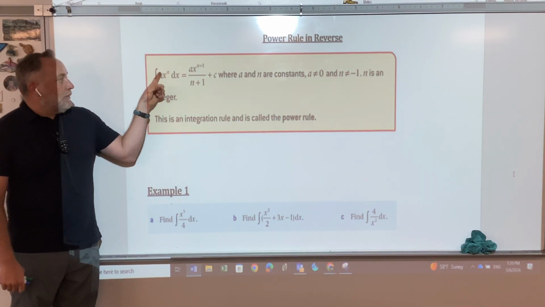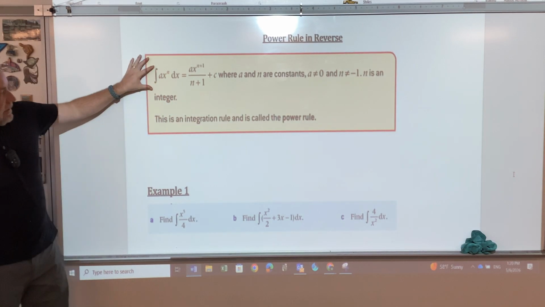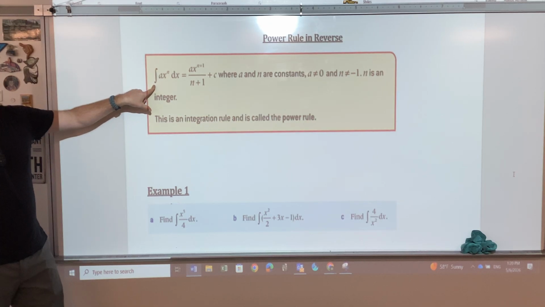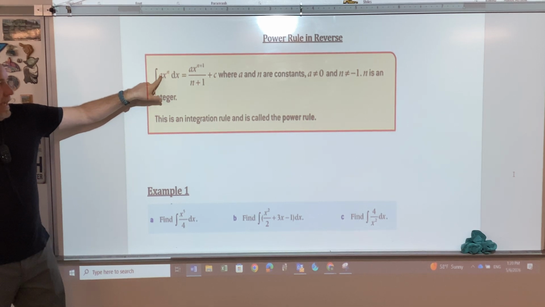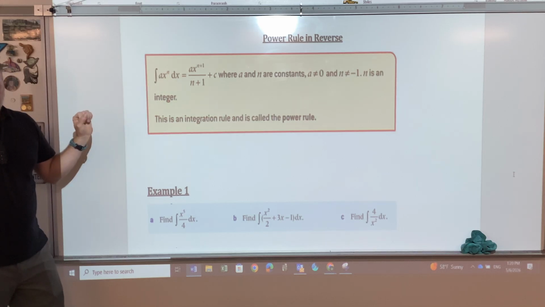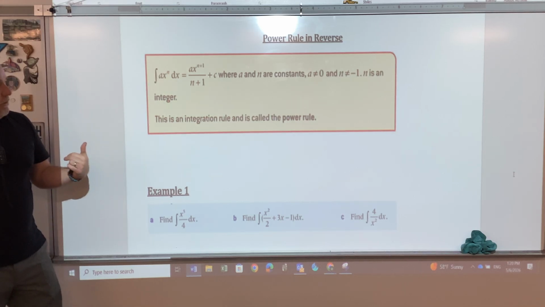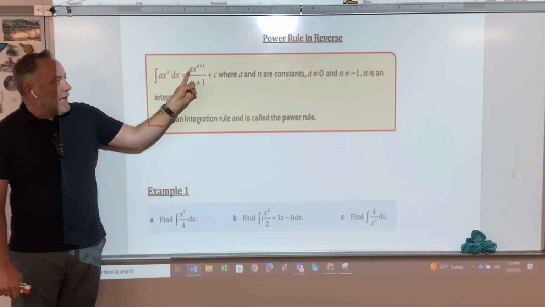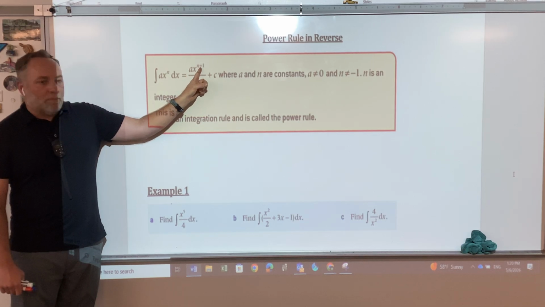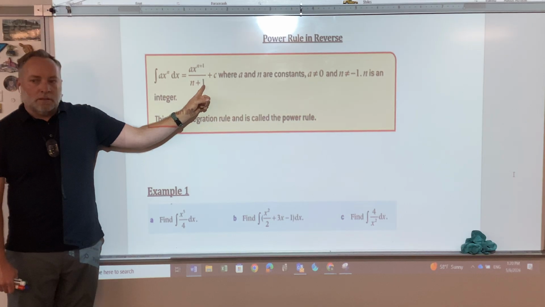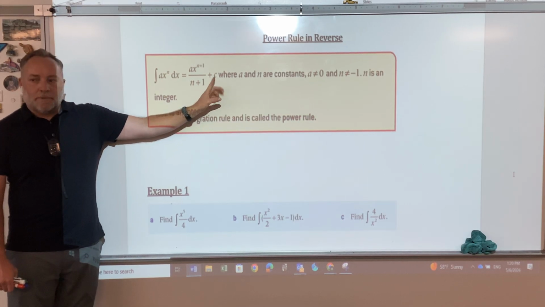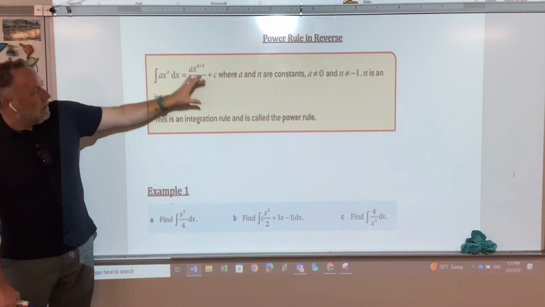This says if we take the integral, notice this is an indefinite integral. There's no lower bound, there's no upper bound. So it's just saying the general antiderivative of some function that has a as a constant times x raised to some power. The way that you do that is right here: a times x raised to the n plus 1, divided by n plus 1, and then plus c. Okay, so let's talk about those two pieces.